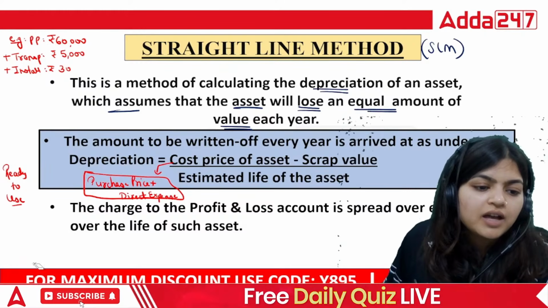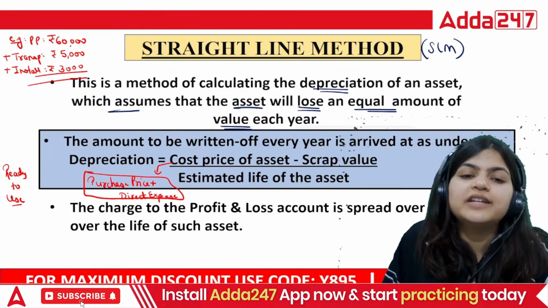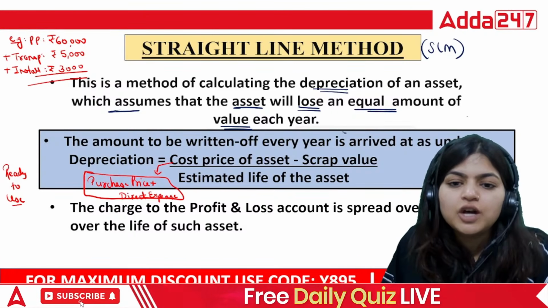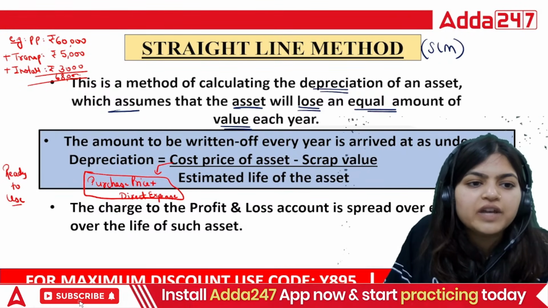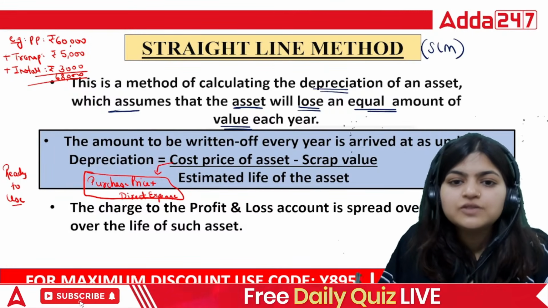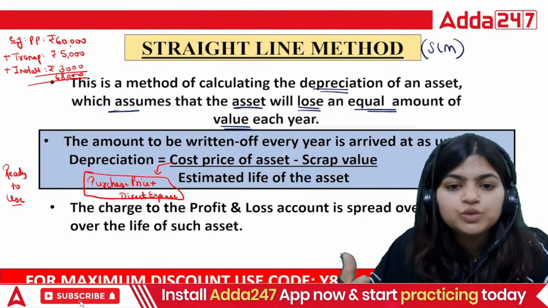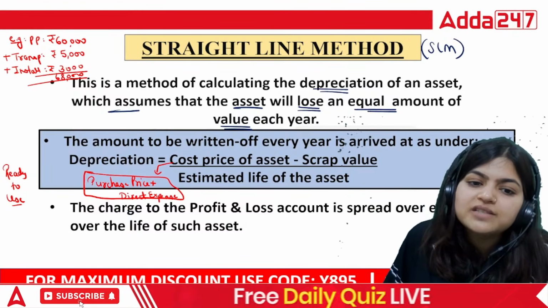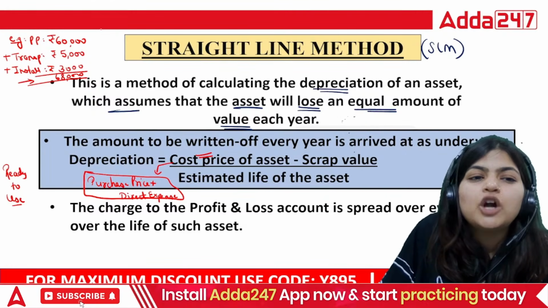So what is the amount that you incurred to make that asset ready to use? Transportation plus installation expenses. So in total 68,000 you have incurred to make that AC usable. To make that asset ready to use, you need to add all the direct expenditure here. So what is the cost price of the asset here? This is going to be 68,000 and not just 60,000.